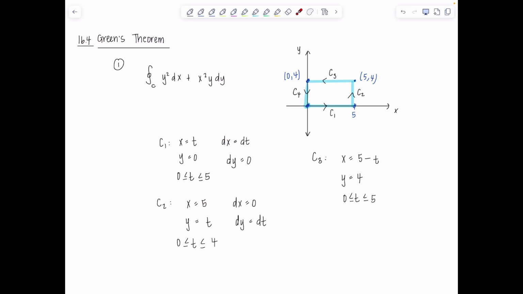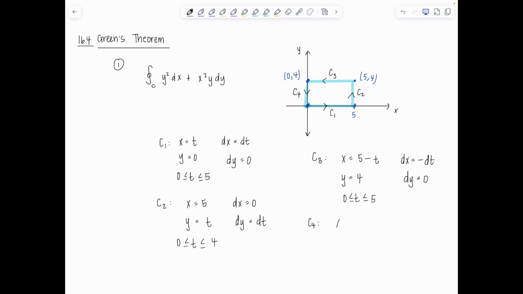And then think about it. t starts at 0, which means x would be 5, so you'd start here. As t gets bigger, 1, 2, 3, 4, 5, x gets smaller and smaller. That's how you reverse the direction. Then dx is negative dt, and dy is 0.